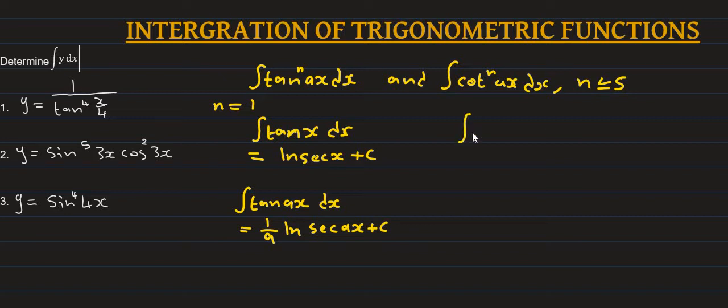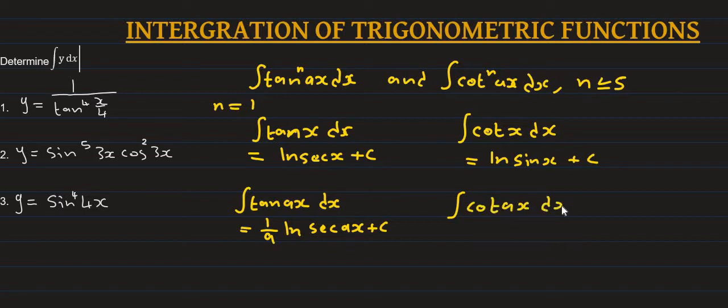Then for the integral of cot to the exponent 1 of x dx, it is ln of sin x plus c. And if the angle is not just x, then we divide by the derivative of the angle, giving 1 over a times ln of sin ax plus c.